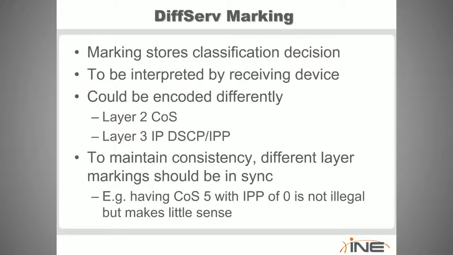For the layer 3 markings, this is going to be pretty much in every single IP packet. You could do the marking. So there's a field in the layer 3 header that is known as the ToS, the type of service. This is where we encode the differentiated services code point, the DSCP, or the IP precedence, the IPP. Now, normally you would want to make sure that these markings match up so that we don't have any inconsistencies when we're doing the classification policy.